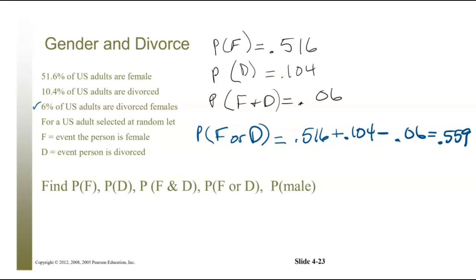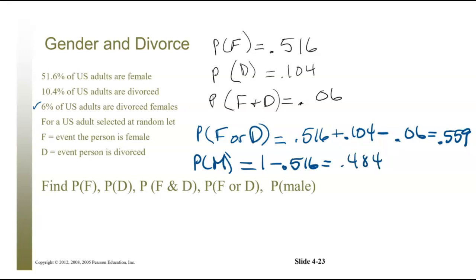Okay, probability of being male, this is where you're going to use the complementary rule, 1 minus 0.516, which of course is 0.484.